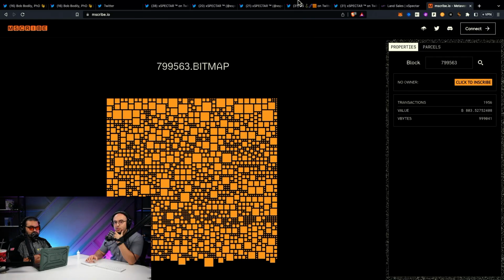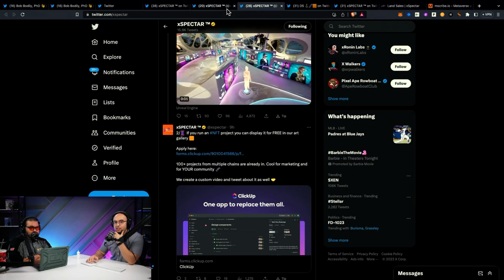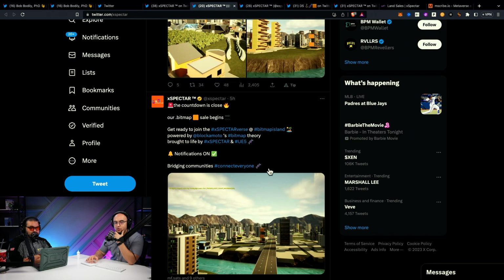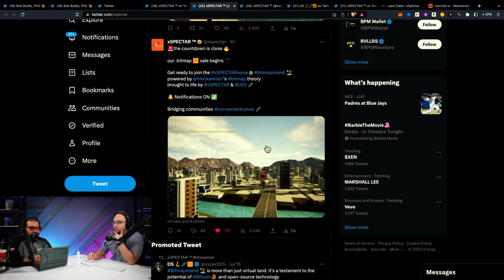Because if you look at any typical bitmap, there's usually thousands of transactions, so there's thousands of actual units of ownership within an individual bitmap, right? Yeah. So I guess the question is how do you own a bitmap like 799.563, which looks like this, and this represents a plot in this virtual world. Yeah. Where's the connection between the two? And that's the question that we're trying to figure out.